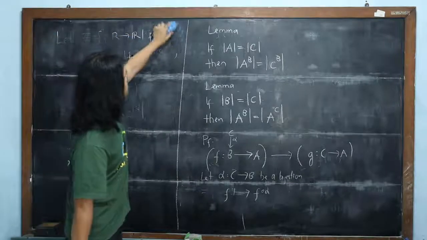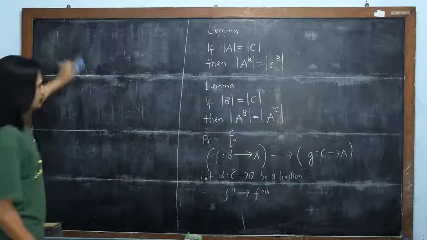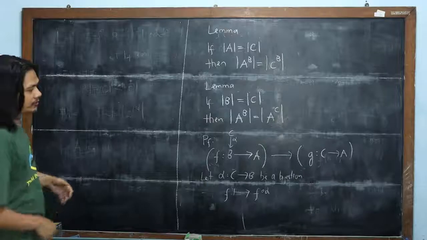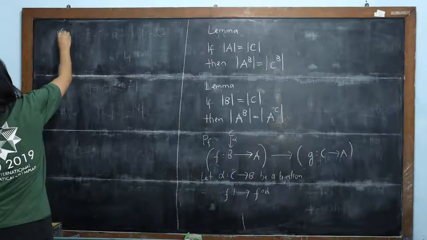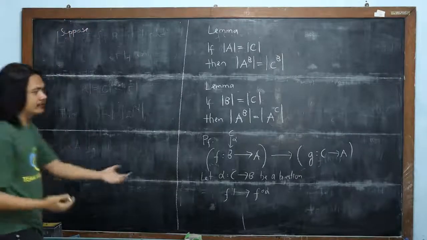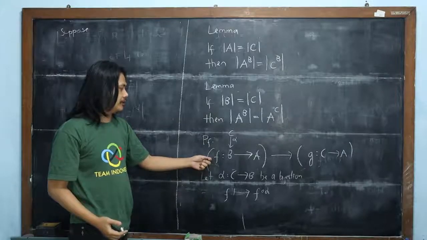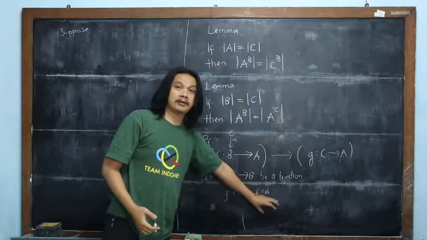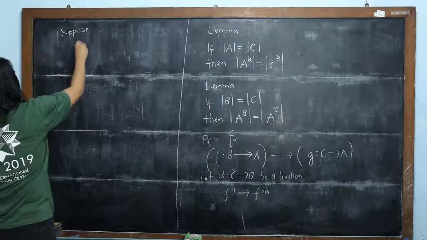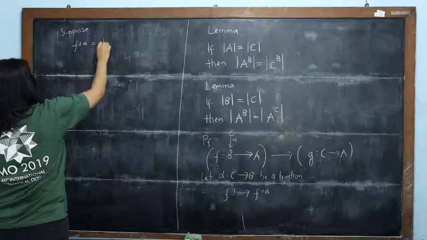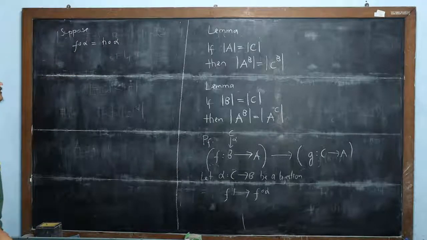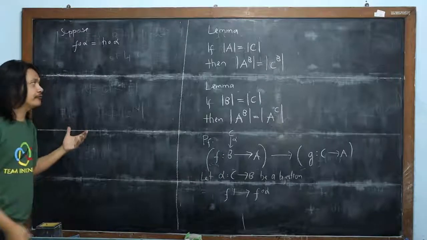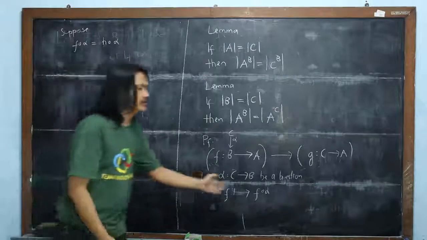So let's say we want to show that this assignment is injective. Suppose we have two functions here, let's say f and h, such that their images under the map are the same. So suppose f composed with alpha is the same as h composed with alpha. Okay, so we want to see whether f is equal to h. If they are indeed the same, then we know this assignment is an injection, right?